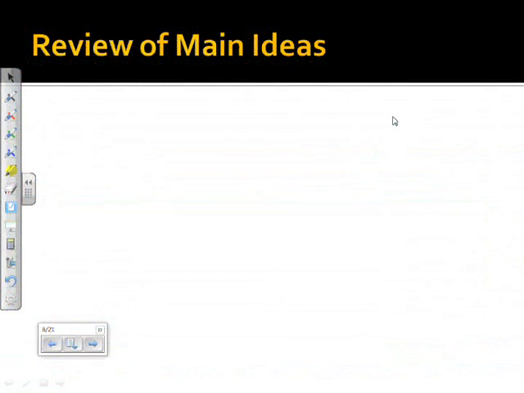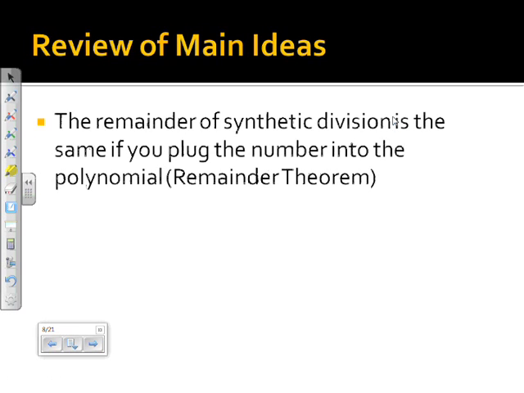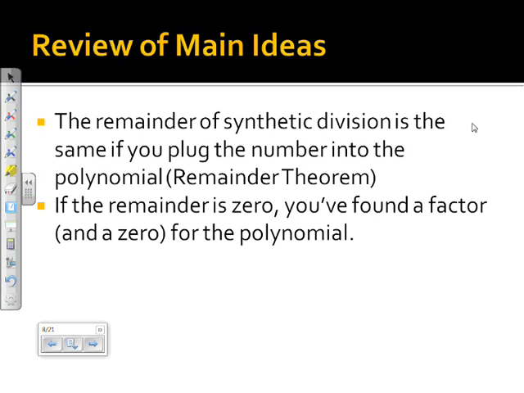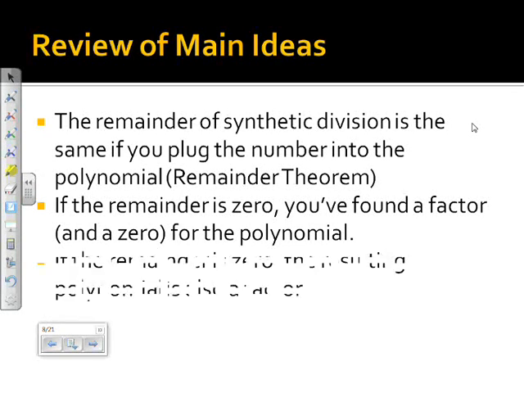Okay, we are going to finish up section 2.4, just a review of what we've covered so far. The main thing is that when you do synthetic division, the remainder is the same number as if you just plugged it into the polynomial. It's called the remainder theorem. Second thing, if your remainder happens to be 0, then you actually lucked out because you found a factor, and hence you found a 0 for the polynomial, which is what we've been looking for.